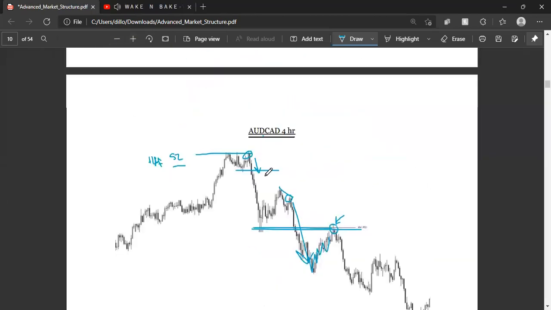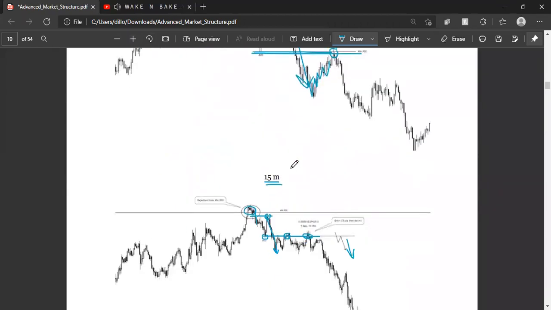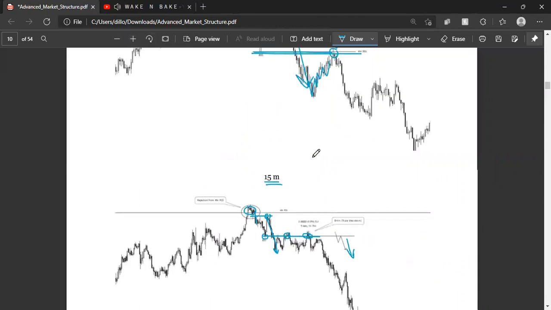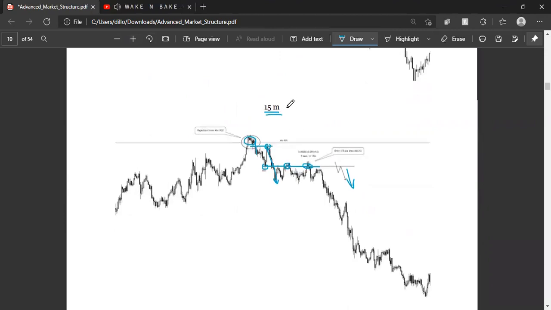But that is AUD CAD breaking down the 4-hour time frame, waiting for a 4-hour point of interest, and then waiting for 15-minute structure. And it doesn't have to be 15-minute. It could have been the 1 hour. It could have been the 1 minute. Doesn't matter. So I think I'm going to end this one right here.